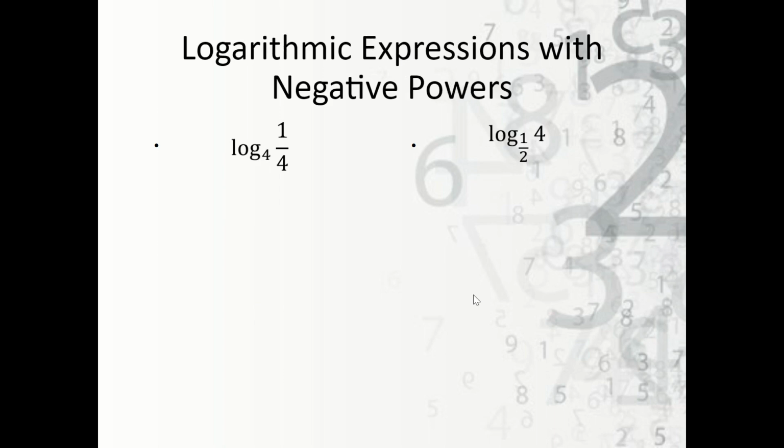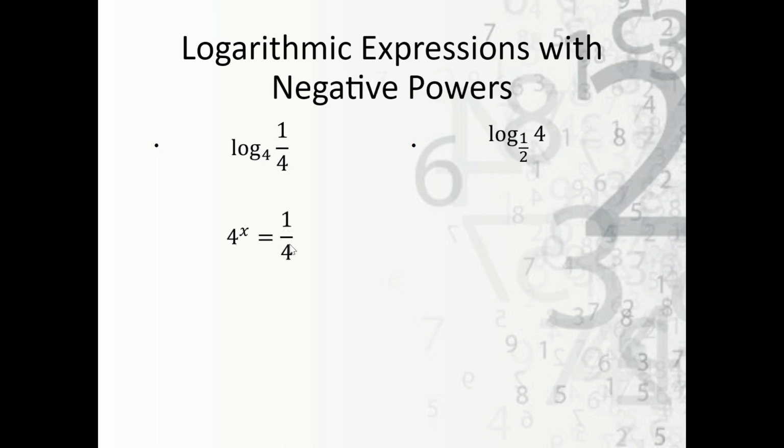Now what if we're using a negative power? In this case we have log base 4 of 1/4. Well, we can see we went from an integer to a fraction. Anytime we do that, that means we have to have a negative power. So what we're really saying here is 4 to the x equals 1/4. So notice we went from an integer to a fraction, so we need to use a negative power.